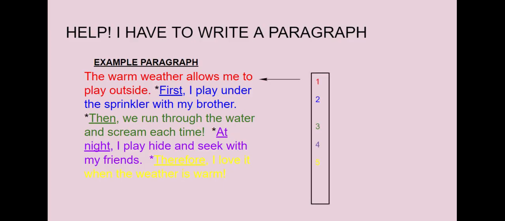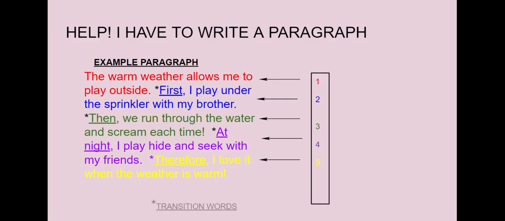First, you have your main idea. The warm weather allows me to play outside. Then you have your supporting sentences that actually go right up underneath the topic sentence. Those supporting sentences are: first, I play under the sprinkler with my brother. Then, we run through the water and scream each time. And then the last one is: at night, I play hide and seek with my friends. And then, of course, you have your conclusion sentence, which is: therefore, I love it when the weather is warm.